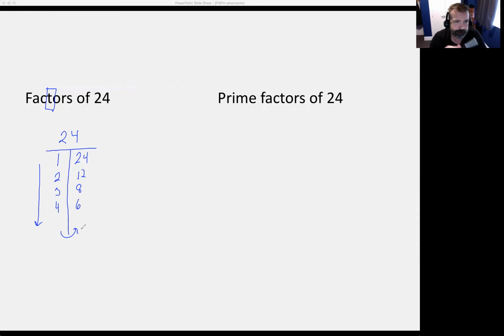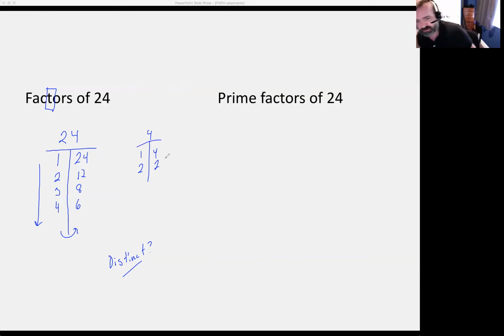Okay, so it's got 8 factors. Great. A question you might be asked uses the word distinct. What do you think distinct means if I say how many distinct factors does 24 have? Okay, so different. If I take something like a perfect square, like 4, I've got 1 and 4 and 2 and 2. So how many distinct factors does 4 have? All right, so 3 distinct ones.